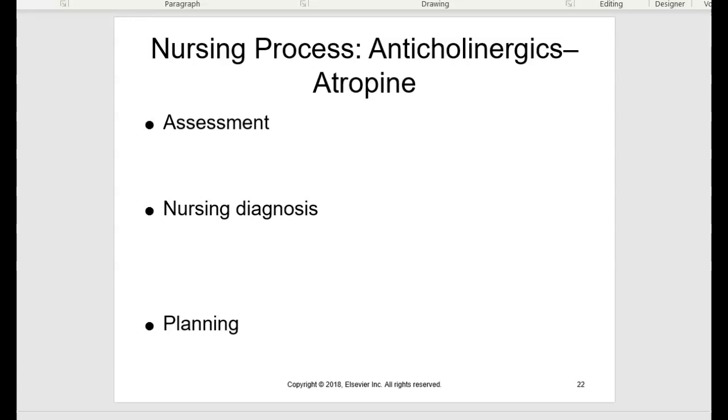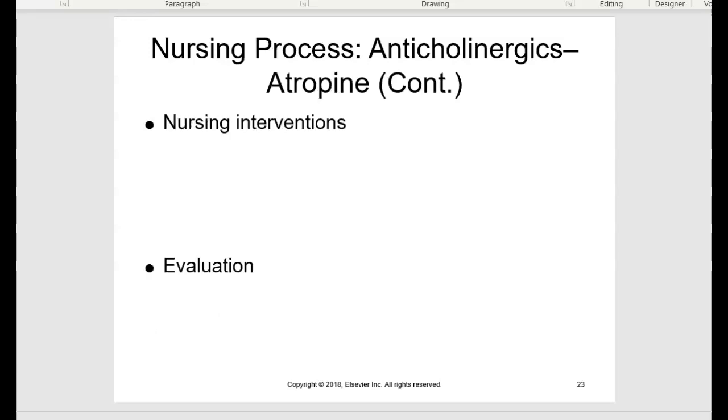Under planning, the two big ones again are 1, patient secretions will decrease before surgery, or 2, heart rate will increase in the patient who has symptomatic bradycardia. Okay. Under nursing interventions and patient teaching, we want to monitor patient vital signs and report if tachycardia occurs, monitor fluid I's and O's, assess bowel sounds, watch for constipation, and encourage ingestion of foods that are high in fiber and the intake of adequate amounts of fluids, and exercise if possible to help prevent constipation.